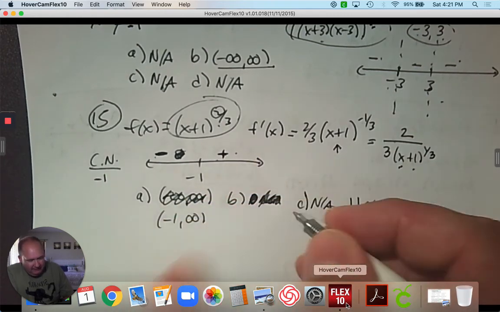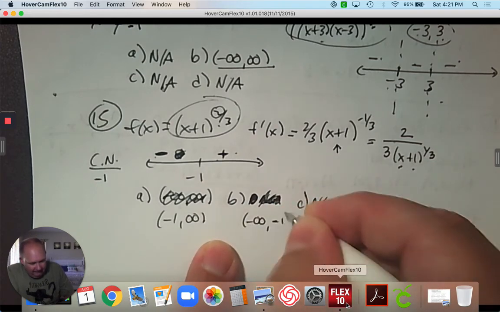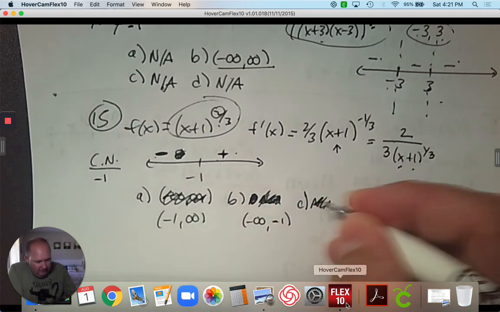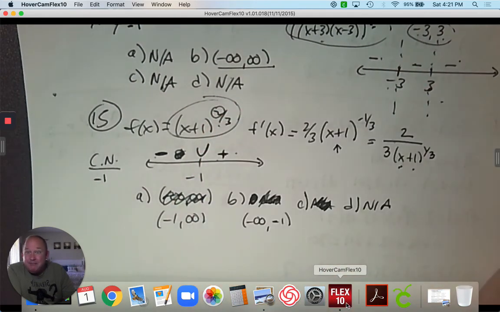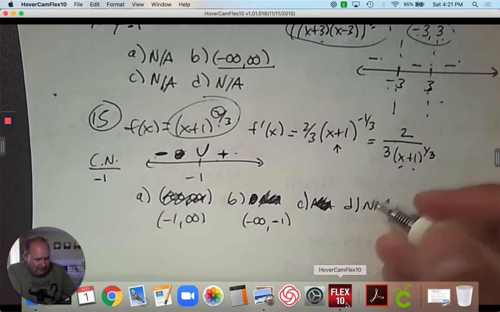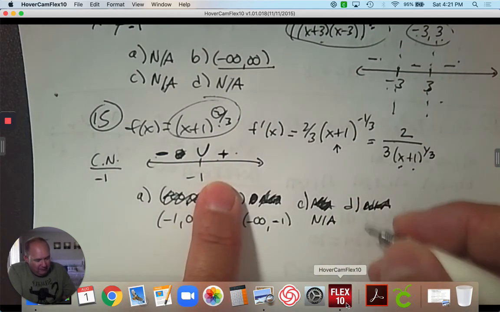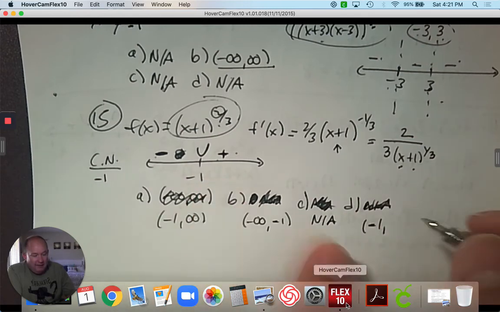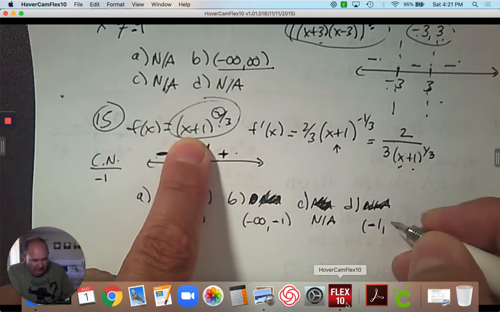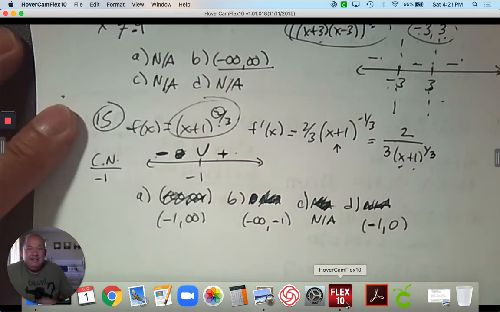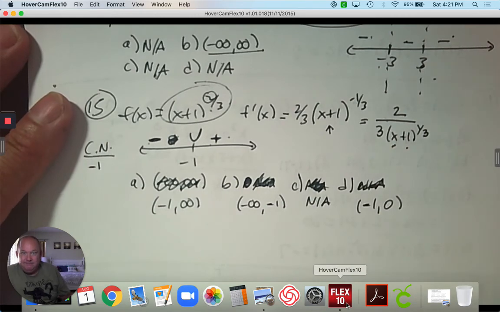So part A, where is it increasing? -1 to infinity. Where is it decreasing? From -infinity to -1. Where is the maximum? Well, this here creates a minimum. It goes down and then up. So this one actually was the only one that was right. The last one, where's the minimum? -1. What happens when you plug -1 into here? -1 plus 1 is 0, and 0 to anything is 0. And so at -1, 0 is a minimum point on our graph.